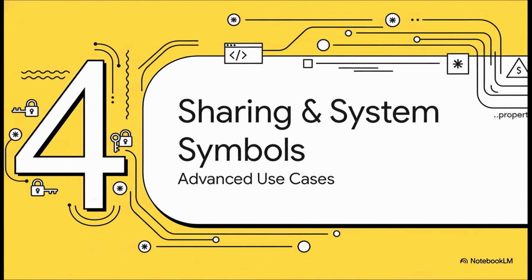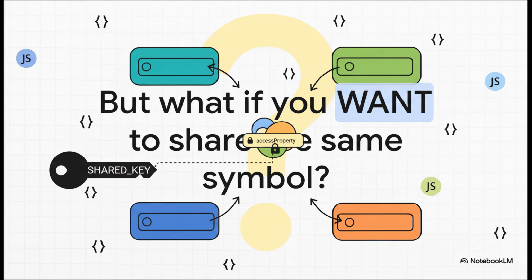All right, so far it's all been about making unique private keys. But what happens when you actually want to share a symbol across different parts of your application? Let's level up and check out some more advanced stuff. I mean, think about it. What if you have some well-known key that multiple separate parts of your code all need to use to access the same property on an object? If you created a new unique symbol in each place, it wouldn't work. We need a way to create one symbol and then reuse it everywhere.